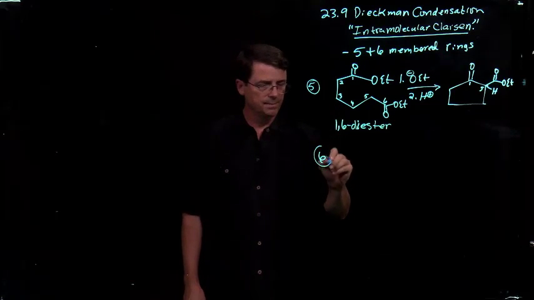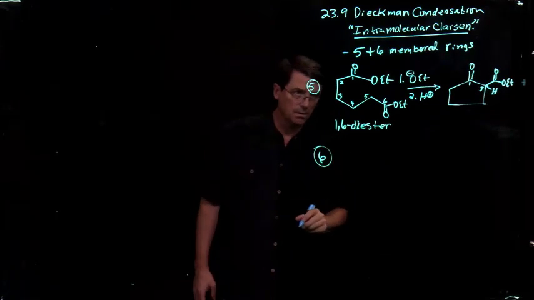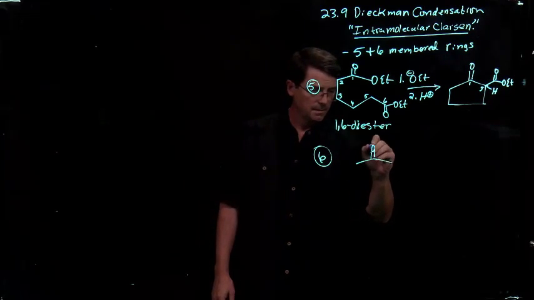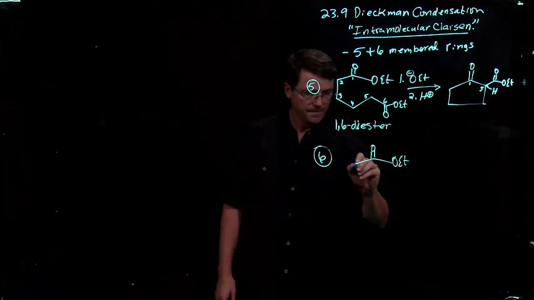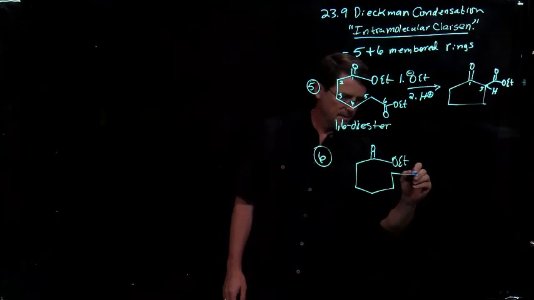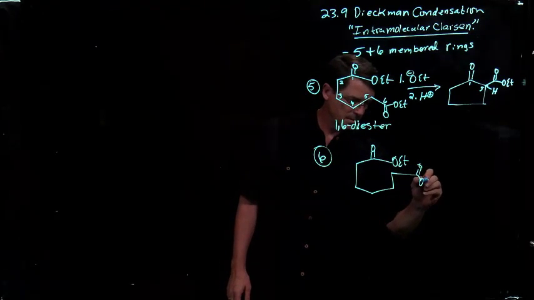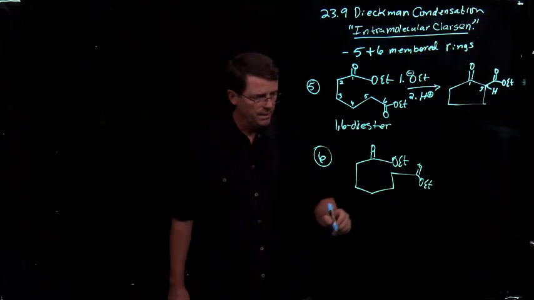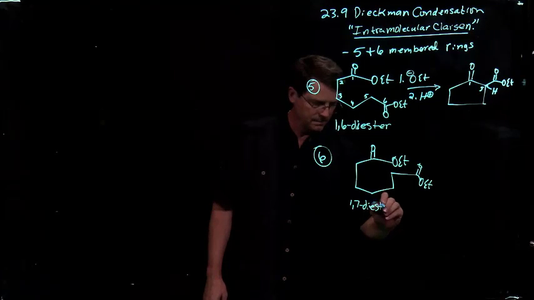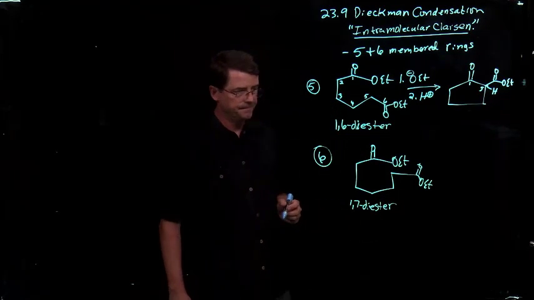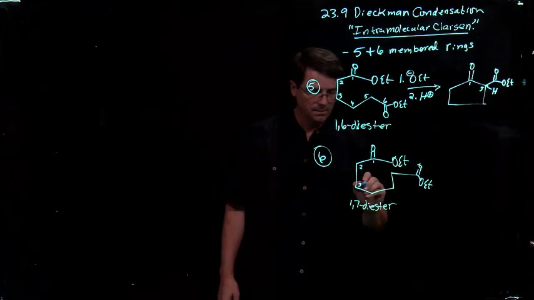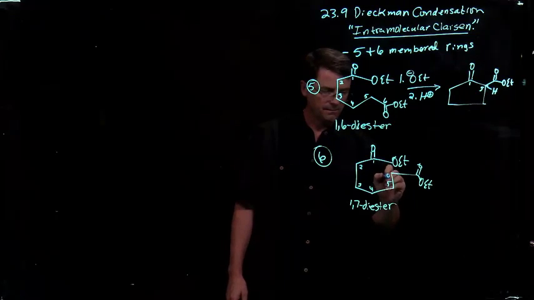We can also make 6-membered rings, but we're going to need to have another carbon in our ester. So I'm going to draw this one. 3, 4, 5, 6, and now I'm going to draw it a little strange here. So we need now a 1,7 diester to make the 6-membered ring. So watch now. 1, 2, 3, 4, 5, and 6.